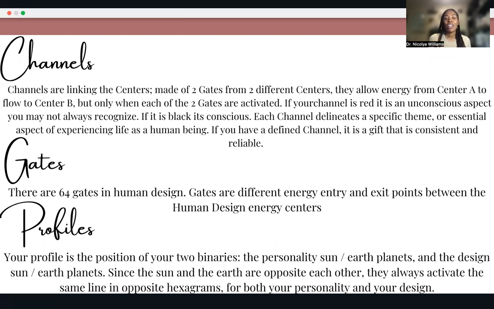And then we have the gates. There's 64 gates in human design, and gates are different energy entry points and exit points. So this is how energy enters and exits different human design energy centers.